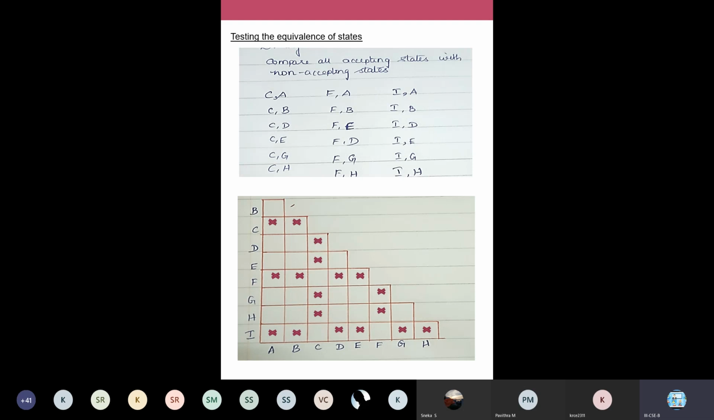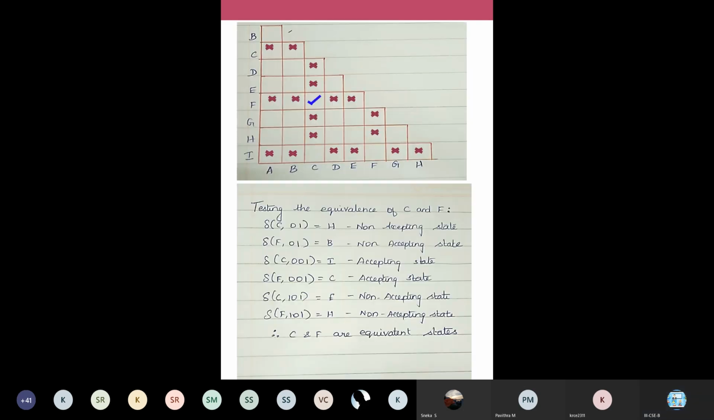Empty does not mean that all of them are equivalent. You have to compare once again all the remaining slots. We'll go to the next step. So we'll compare C and F. So I'm comparing the accepting states. So in the previous step, we compared the accepting with non-accepting. We left out some of the states like F and I. We didn't compare F and I, is it not? We'll compare that first. We'll compare the accepting states. We'll compare C and F.